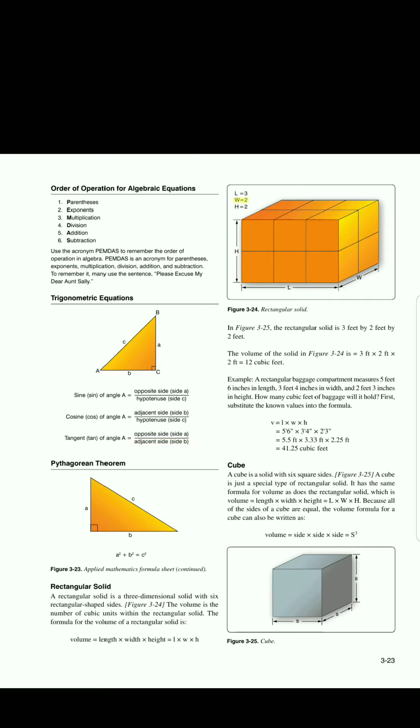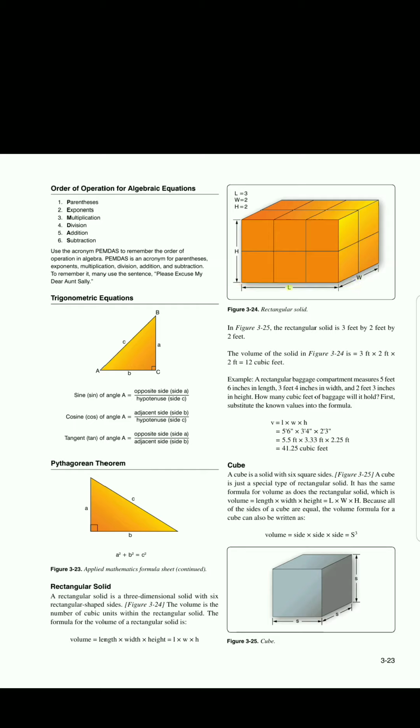Formulas for area of two-dimensional objects. Rectangle: L equals 3, W equals 2, H equals 2. Solid volume and surface area figures: rectangular solid, cube, cylinder, sphere, cone. Volumes: L times W times H; S cubed; pi times R squared times H; 4/3 times pi times R cubed; 1/3 times pi times R squared times H. Surface areas: 2 times W times L plus W times H plus L times H; 6 times S squared; 2 times pi times R squared plus pi times D times H; 4 times pi times R squared; pi times R times R plus the square root of R squared plus H squared. Figures 1-24, 1-25, 1-26, 1-28, 1-29.